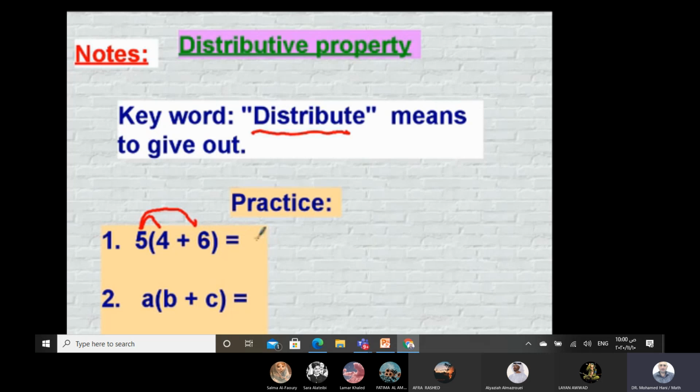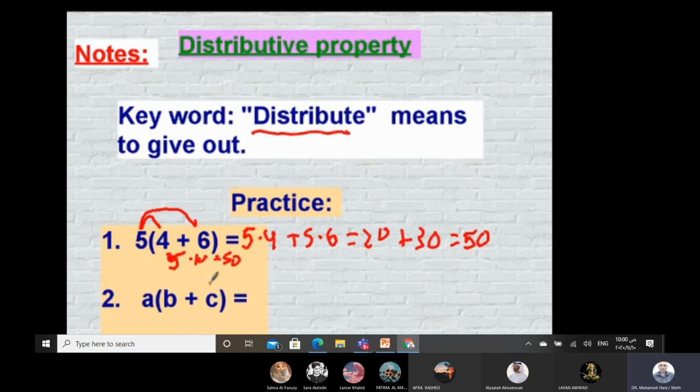So like 5 times 4 plus 6 is the same thing as saying 5 times 4 plus 5 times 6. 5 times 4 is 20. 5 times 6 is 30. And 20 plus 30 equals 50. Now, if we combine these in here, we'd see that we've got 5 times 10, which is also 50. So all we're doing is we're handing out that 5.